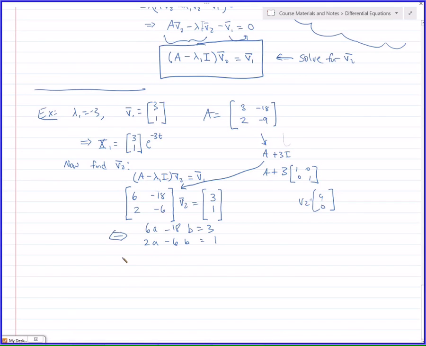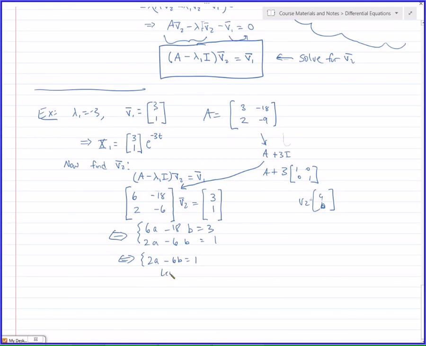So this actually is equivalent to just the equation 2a minus 6b equals 1. You can find a general solution if you want to, or you can do it the easy way, which is just pick some values for one of your variables and find the other one that goes with it. Find any solution. I only need one solution to be my V2. So this system is equivalent to just that one equation.